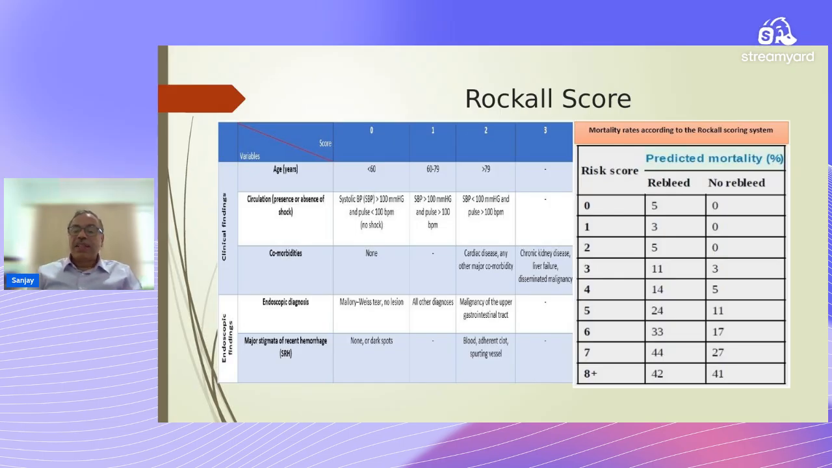As seen in this, if the Rockall score is 0, the risk of rebleeding is just 5%. But as the Rockall score keeps on increasing and it goes to 7 to 8 plus, the risk of rebleeding keeps on increasing to more than 40%. So this is the Rockall scoring system, which can be done both pre-endoscopic and post-endoscopic. In endoscopy, you would see what the lesion is and whether it's active or passive.